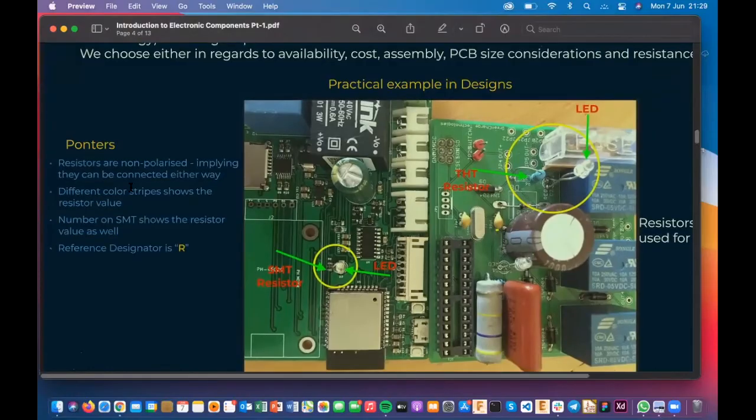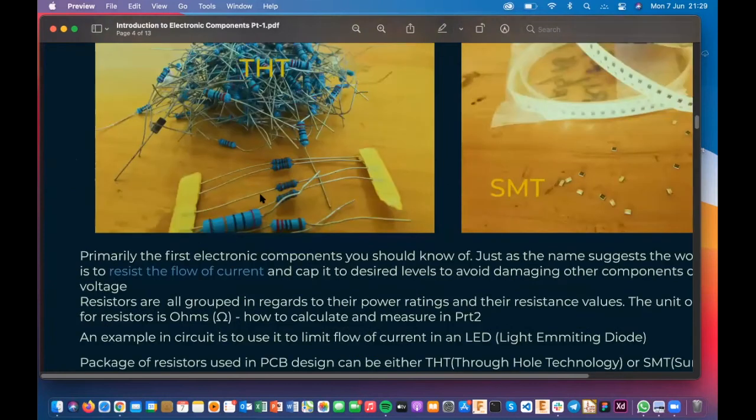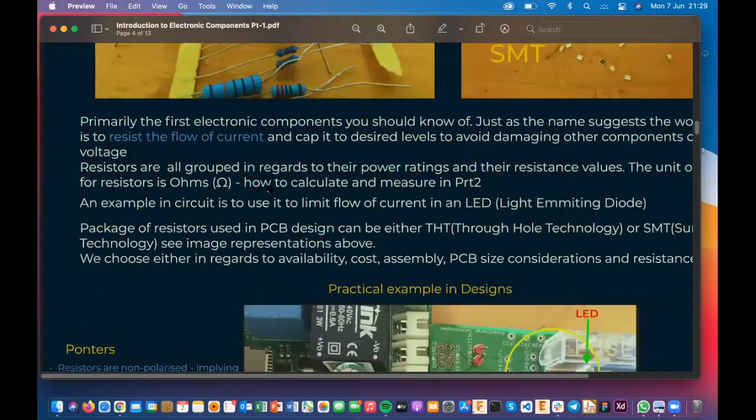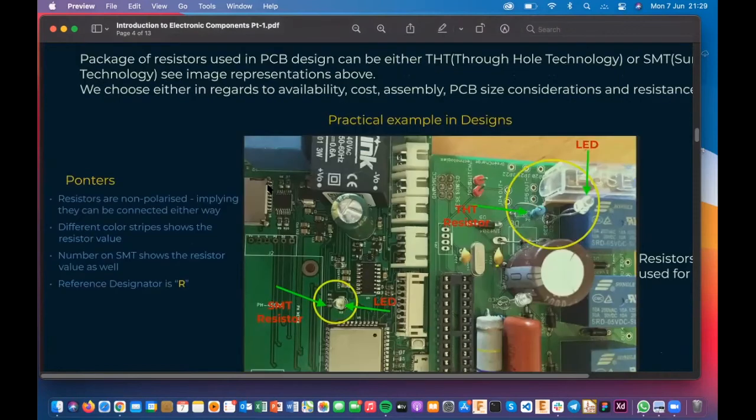I have a few pointers here. Resistors are non-polarized. You can connect them in your circuit in any direction you want. You see the different colors on the resistor stripes here; they indicate the size, or rather the value, of the resistance.